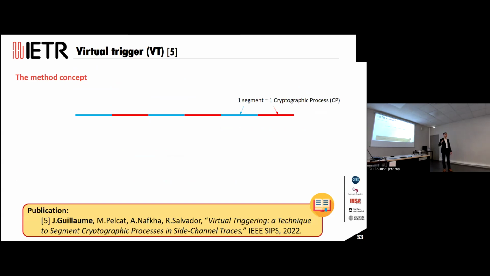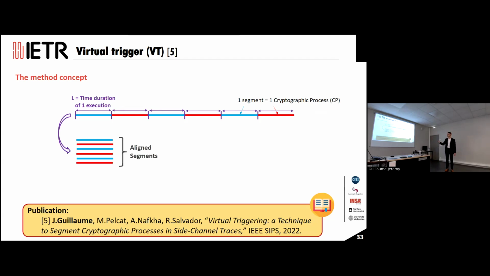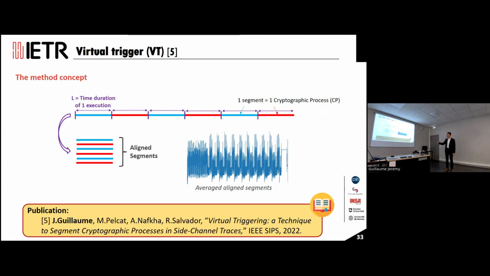To understand the concept of the virtual trigger, let's consider that this line corresponds to the leakage produced by the victim while it computes a series of cryptographic processes. Each segment corresponds to the leakage from one execution of the AES. So with the virtual trigger, we make the hypothesis that the time duration of one cryptographic process is always the same. And under the hypothesis that it is computing without interruption, if we know precisely enough the time duration of one cryptographic process, then it is possible to segment the initial raw trace by cutting it in segments having this precise length. Then we are going to get segments that are similar to each other, and by averaging them together, we'll get a trace that we can use in pattern recognition as a pattern.